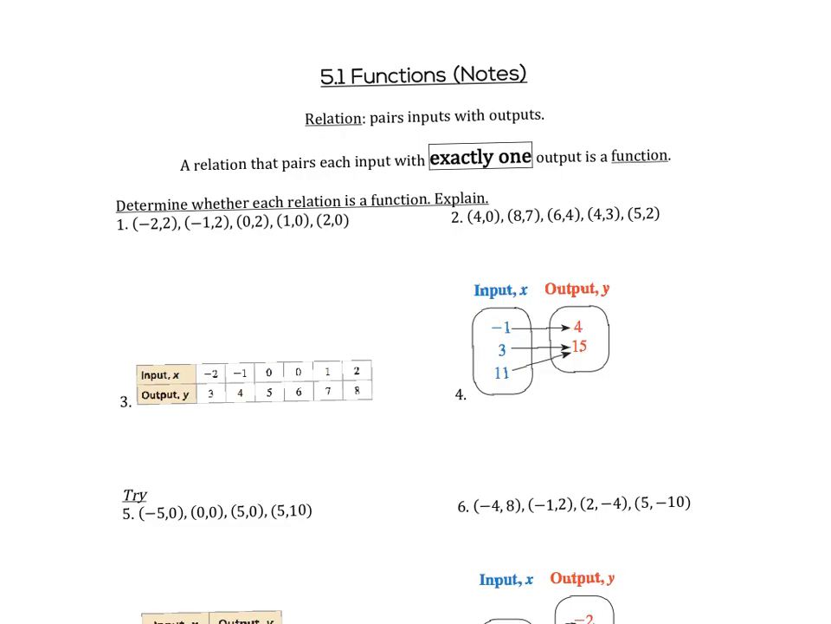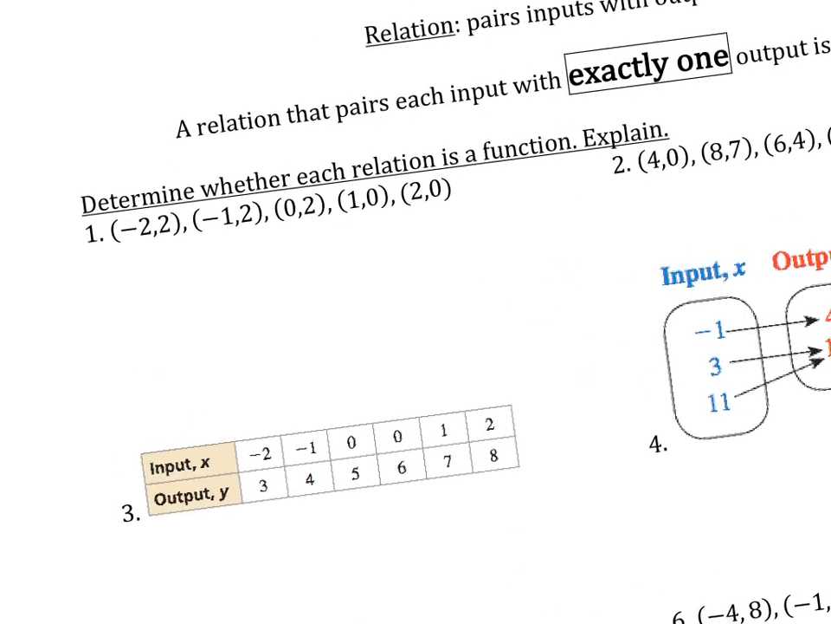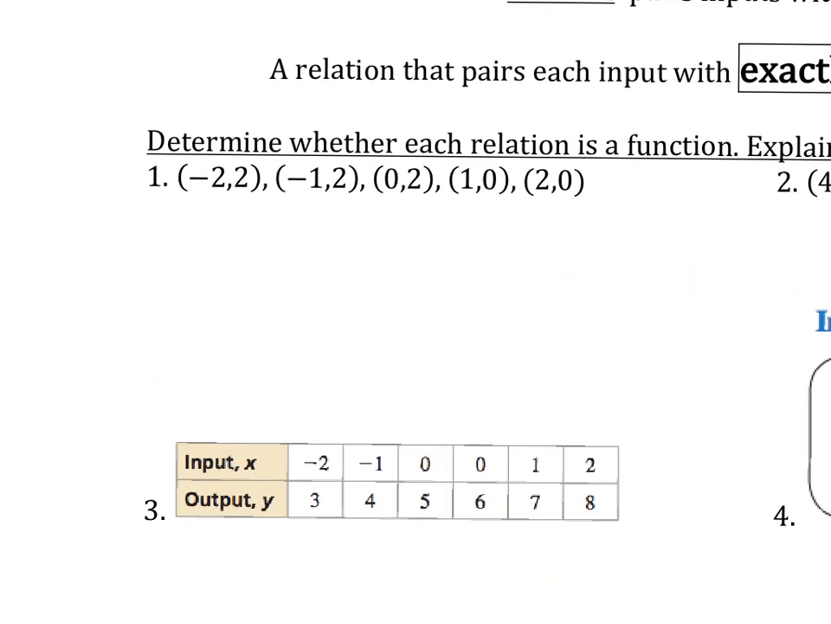It's pretty simple when you're looking at ordered pairs. You're just looking at the inputs. So I am looking for any inputs that are going to repeat. And remember, the inputs are the X values, the first numbers in the ordered pair. So -2, -1, 0, 1, and 2. All of those inputs are different. The only time I'm concerned is if any of them are repeating. So I would say, yes, it is a function.